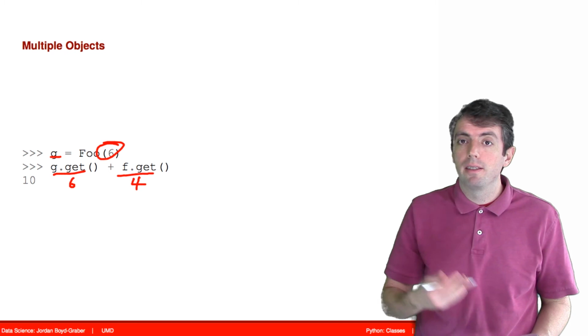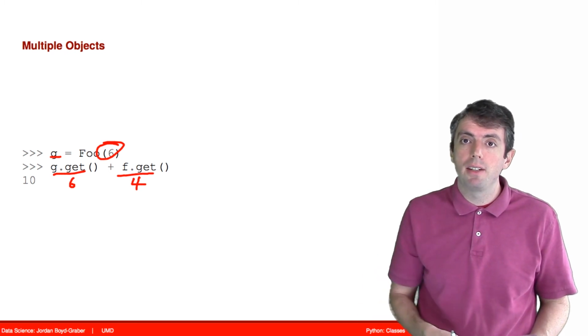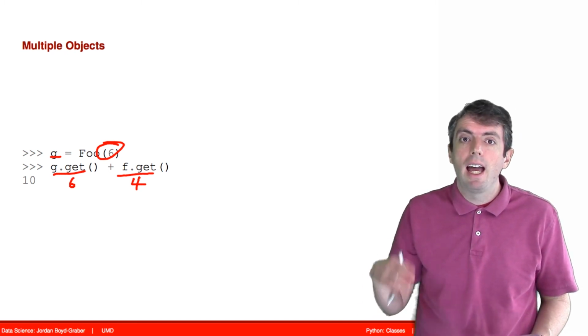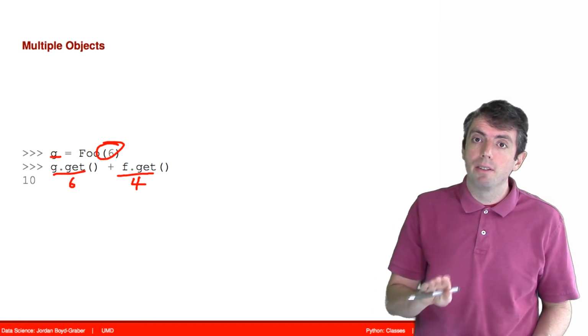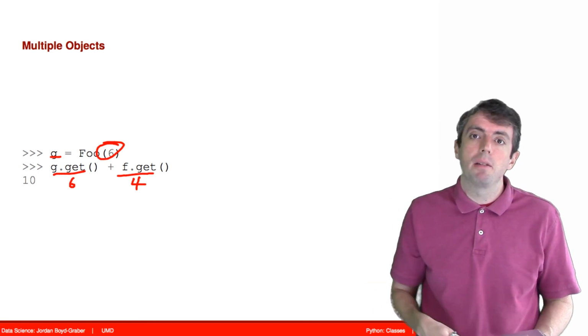So this is where this starts becoming powerful. You can have different instantiations of the same class, and each of those can have different data stored inside, but they have the same structure.